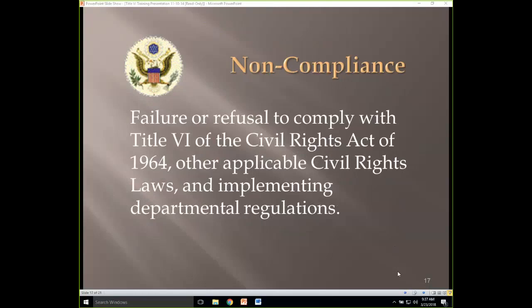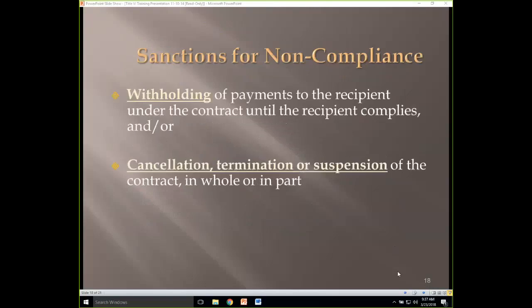So noncompliance with Title VI means failure or refusal to comply with Title VI or other applicable civil rights laws in implementing departmental regulations. Some sanctions that can come from noncompliance are withholding of payments to the recipient under the contract until the recipient is in compliance, and or cancellation, termination, or suspension of a contract in whole or in part.